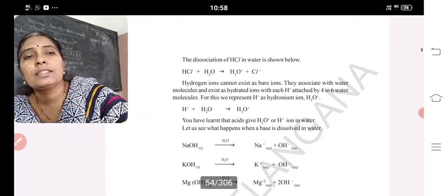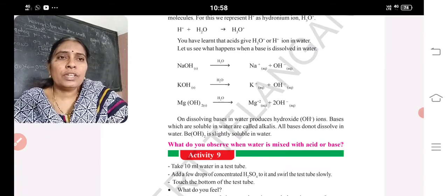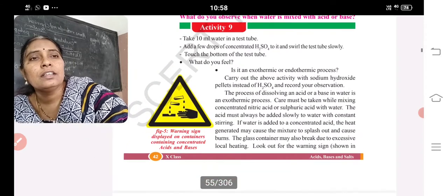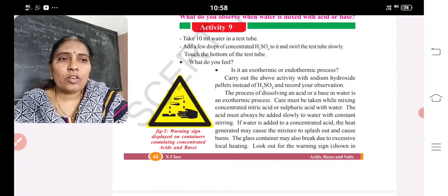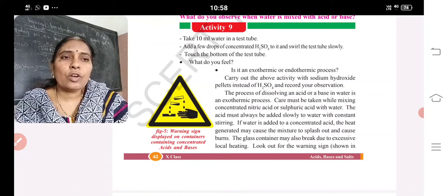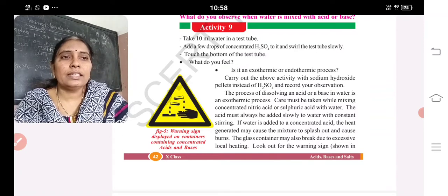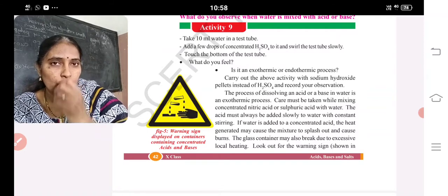Okay. Next, these are some equations showing how dissociation takes place. What do you observe when water is mixed with the acid? So what is the instruction? If water is added to concentrated acid, the heat generated may cause the mixture to splash out and cause burns. So water should not be added to the acid. Acid is added to the water. Slowly you have to add acid to the water.